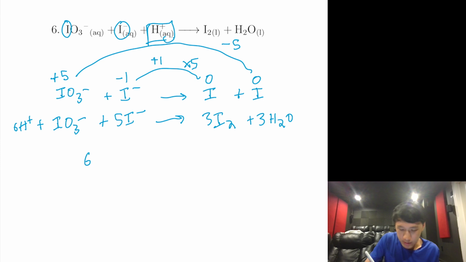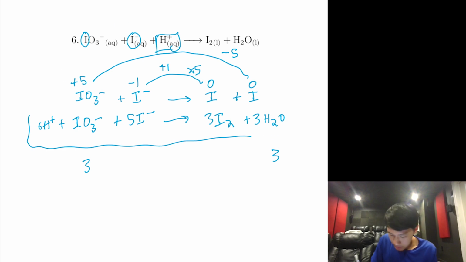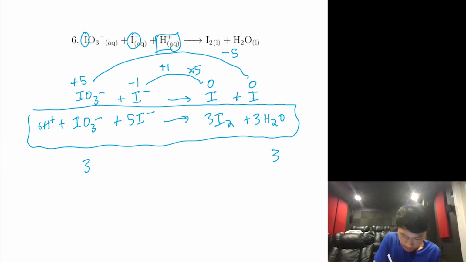To check if we're correct, we're going to look at the number of oxygens. On the left, we have the 3 from the IO3 minus, and that's it. On the right, we have the 3 from the water, and that's it. So they're equal, and we've balanced it correctly. So this is our correct answer. And that concludes our lesson on balancing redox equations.